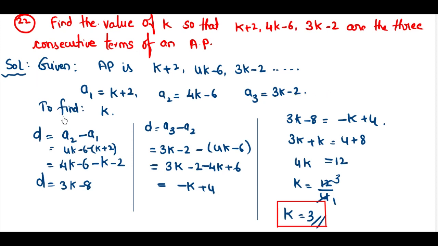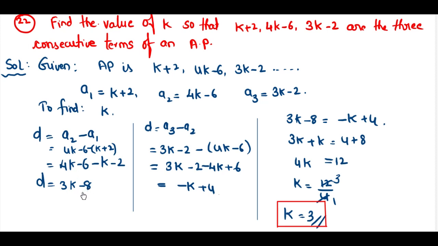So what do we need to find? We need to find the value of k. Because this is an AP, the common difference will be the same. So how do you get D? A2 minus A1, that is A2 is 4k minus 6 minus A1 is k plus 2. When we have more than one term, we keep the entire thing in a bracket. So 4k minus 6 minus into plus, no sign before the number or variable means it is positive. Minus into plus will give us minus, and minus into plus again will give us minus. So 4k minus k gives 3k, and minus 6 minus 2 will give us minus 8.